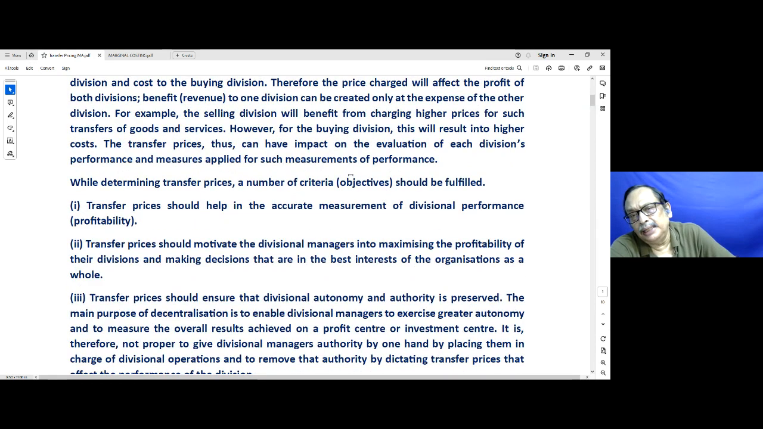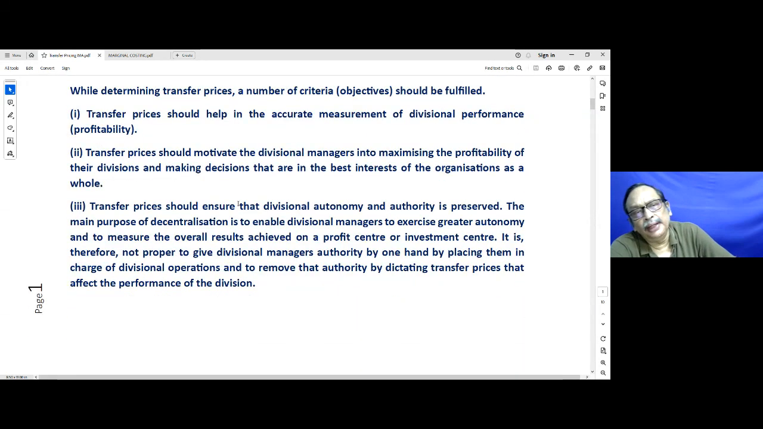Now, I have said a number of criteria or objectives should be fulfilled. Amongst these, number one is that transfer prices should help in the accurate measurement of divisional performance, because at the end of the year, the performance of both the divisions will be measured. So, transfer prices should help in the accurate measurement of divisional performance, that is profitability, for both the transferor and the transferee division. The second point is that transfer prices should motivate the divisional managers into maximizing the profitability of their divisions and making decisions that are in the best interest of the organization as a whole.